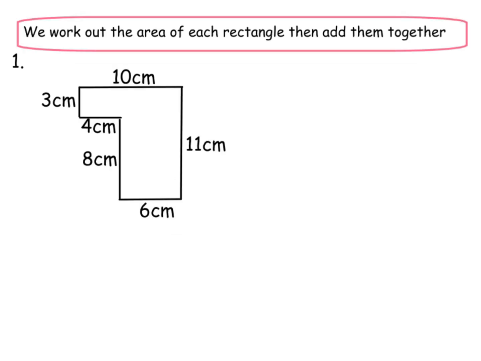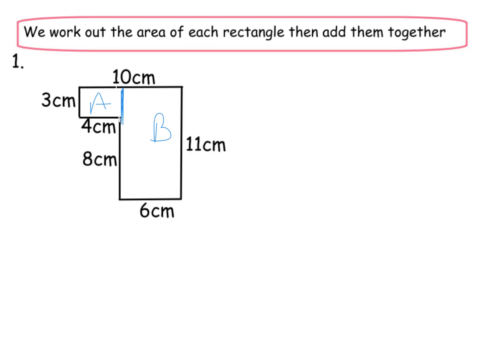So here's my first example. Now to do this we have to split it up into 2 or 3 rectangles. There is no set way of doing this. I could split this into 2 rectangles this way, or I could split it into 2 rectangles that way. I could even split it into 3 little rectangles if I wanted. The answers will work out the same both ways. I'm going to go with my original plan and split it this way. I'm going to call this area A and this area B.